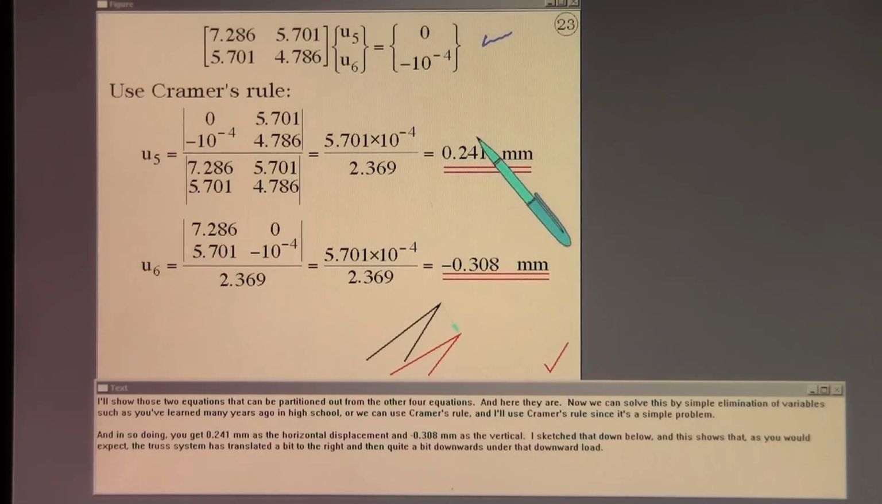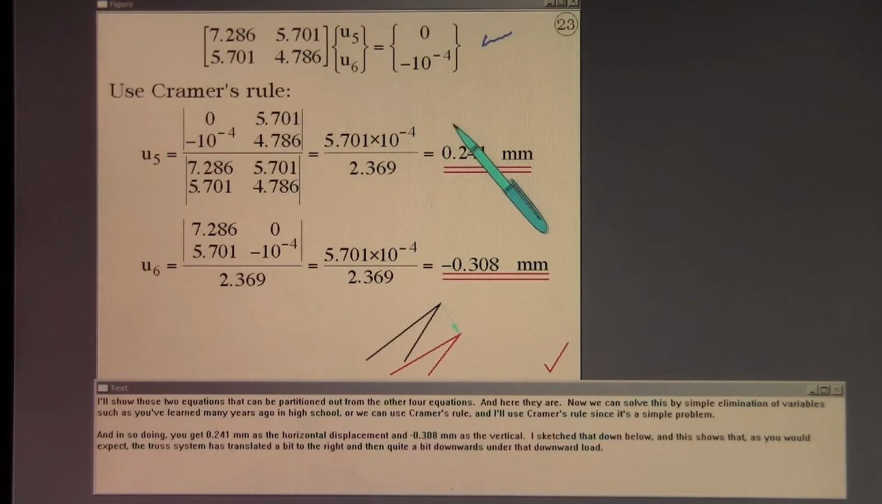Now we can solve this by simple elimination of variables, such as you've learned many years ago in high school, or you can use Cramer's rule, and I'll use Cramer's rule since it's a simple problem. And in so doing, you get 0.241 millimeters as the horizontal displacement and minus 0.308 millimeters as the vertical. I sketched that down below, and this shows that, as you would expect, the truss system has translated a bit to the right and then quite a bit downwards under that downward load.